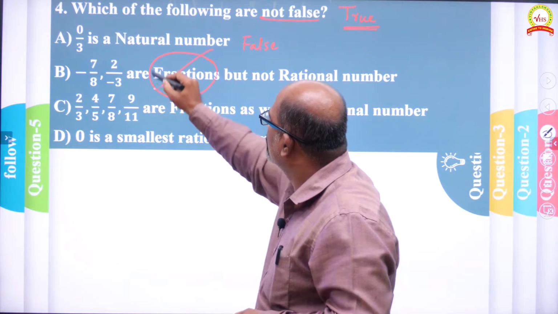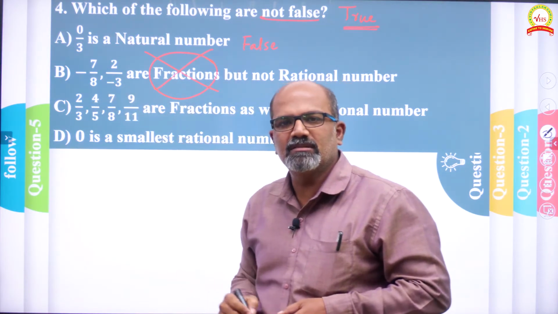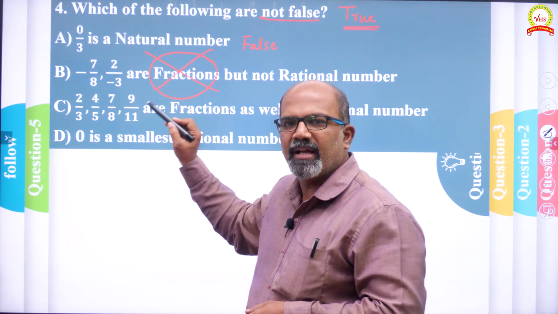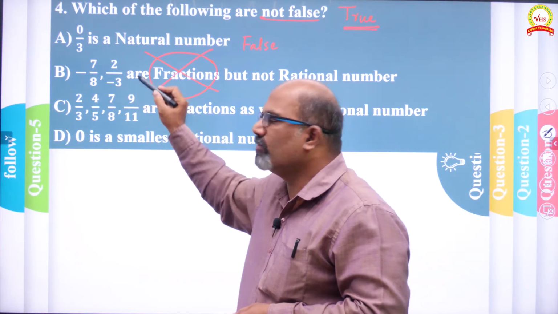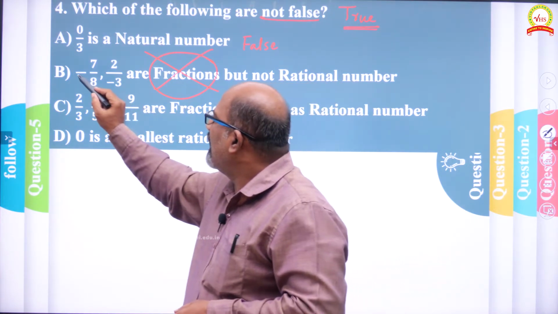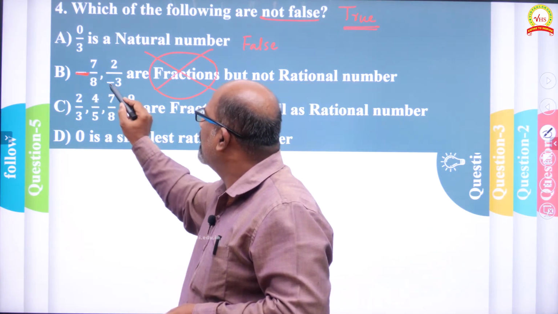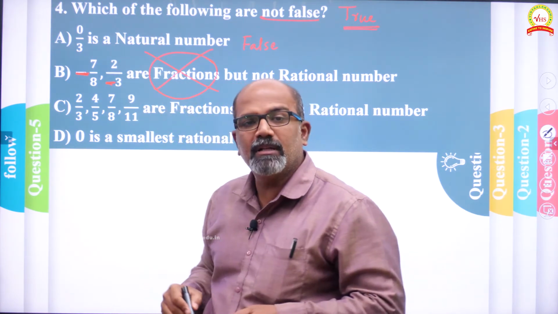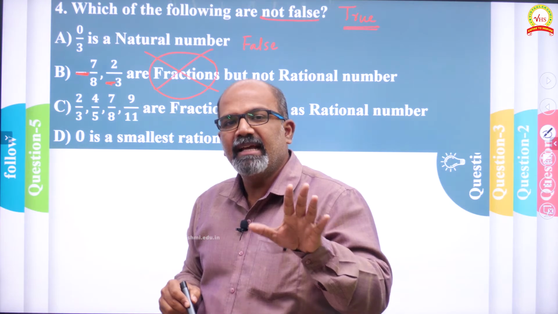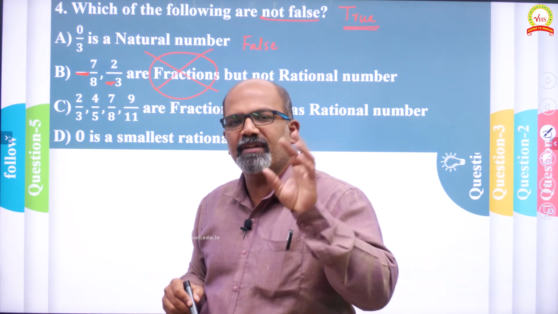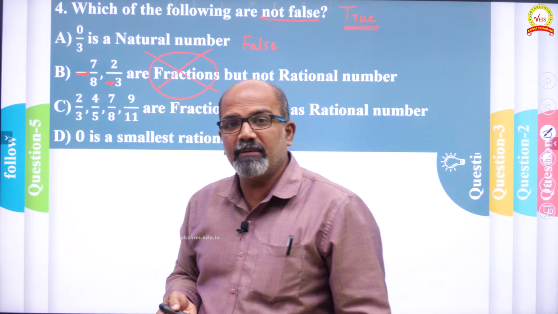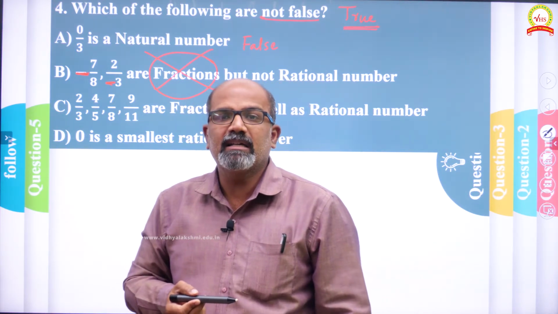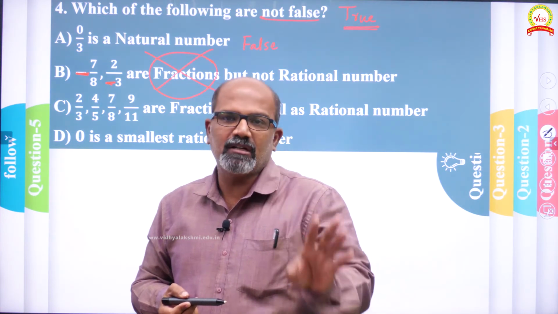Actually, this is wrong. These are not fractions. These are not called fractions. These are called rational numbers alone, because they are having a minus sign. Both of them are having a minus symbol, so because of that, it cannot be called a fraction. It can be called only negative fractions. If you want to call it a fraction, you can call it negative fractions alone. We cannot call it a fraction. It can be called a rational number.